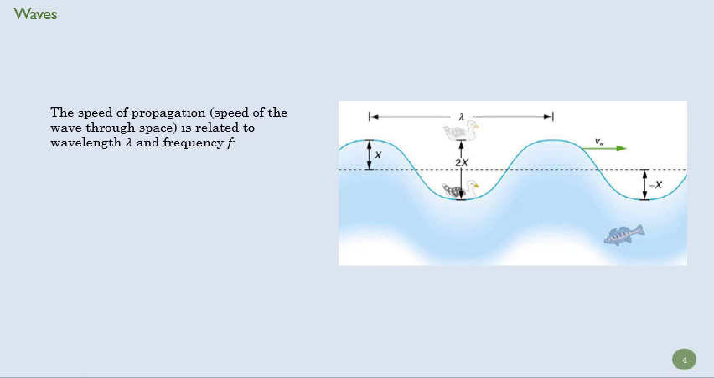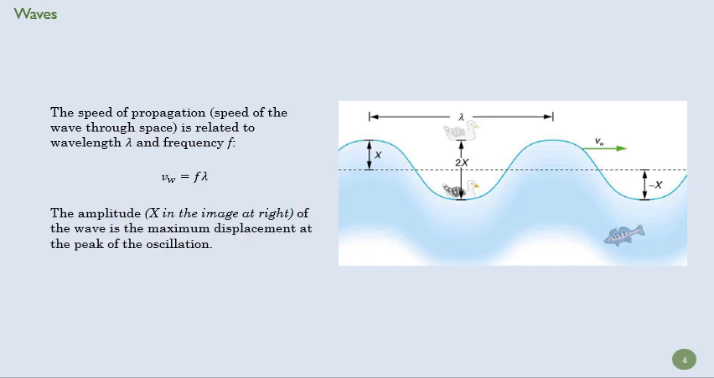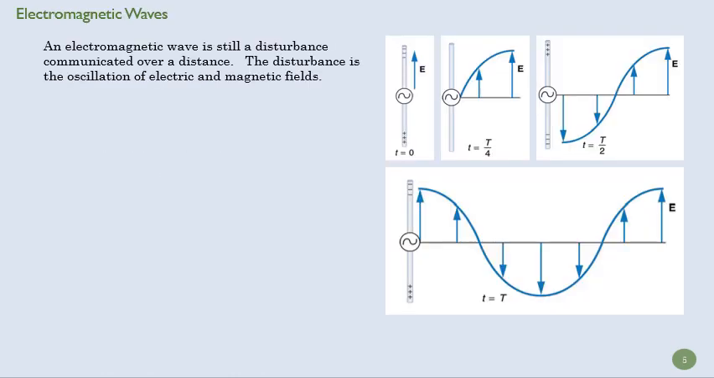The speed of propagation, that is the speed that the wave is moving through space, is related to wavelength and frequency, right? So wavelength is this distance between the peaks of our wave. And if we multiply our frequency times our wavelength, we'll get the velocity of the wave, the speed of propagation of the wave. The amplitude is the height of the wave, or really half of the height of the wave, because it measures from the average middle point to the peaks, both up and down. And that's a sort of general, we can say all that stuff about any wave.